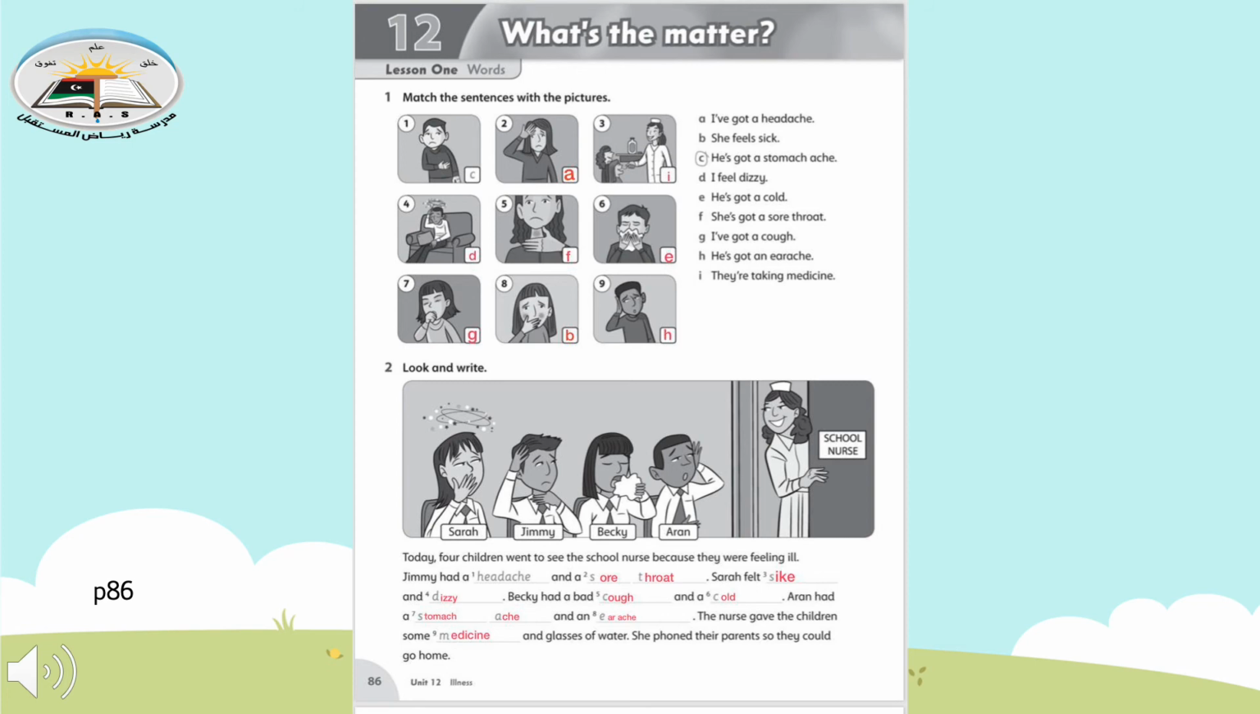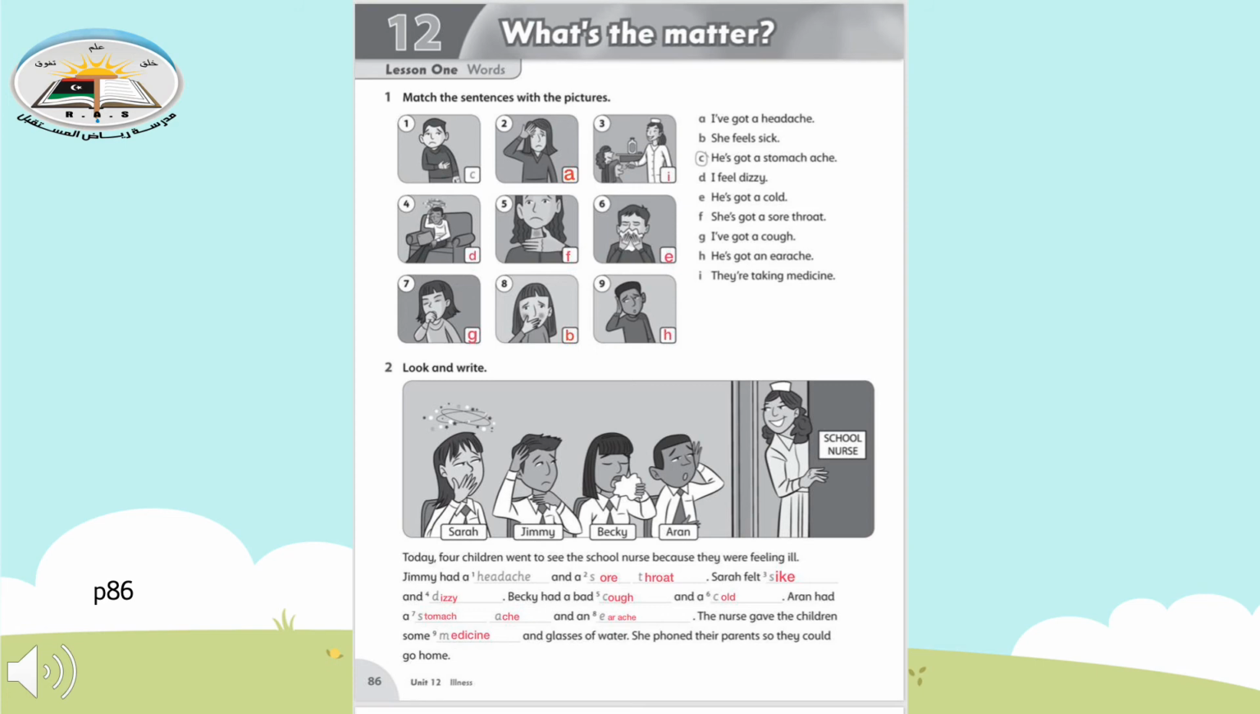D. I feel dizzy. E. He has got a cold. F. She has got a sore throat. G. I have got a cough. H. He has got an earache. I. They are taking medicine.